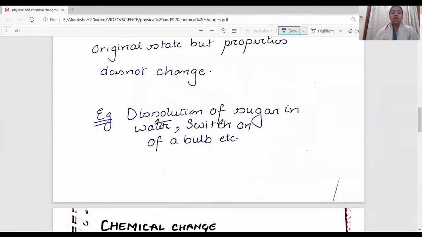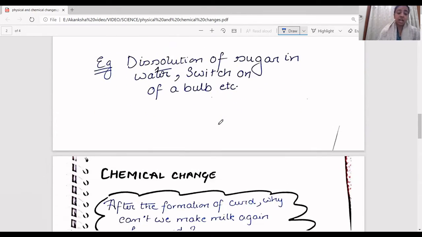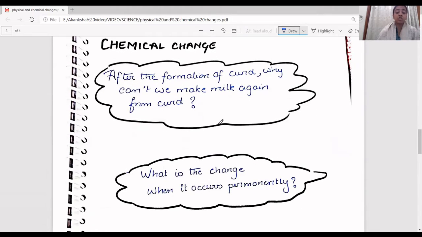Okay, so we have more examples here. One is dissolution of sugar in water, right? That is also an example of physical change. Or switching on and off a bulb. When you switch on a bulb, you can switch it off, right? So these are examples of physical changes.